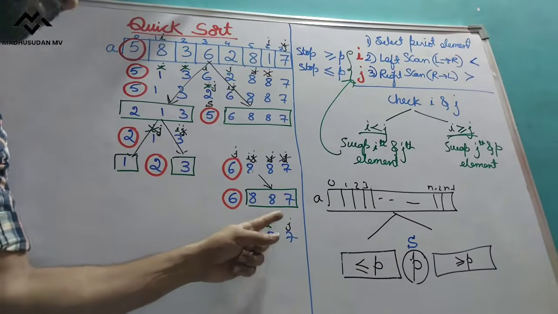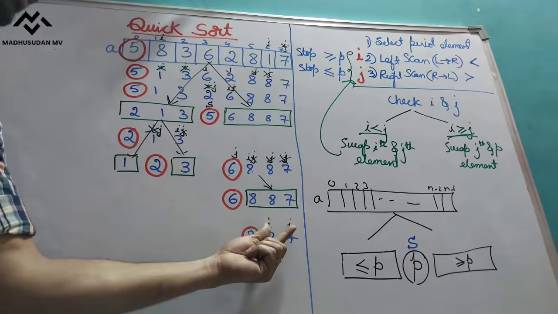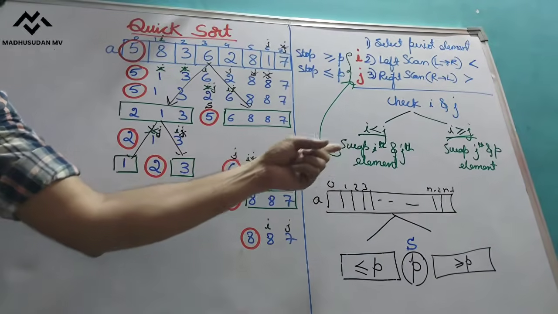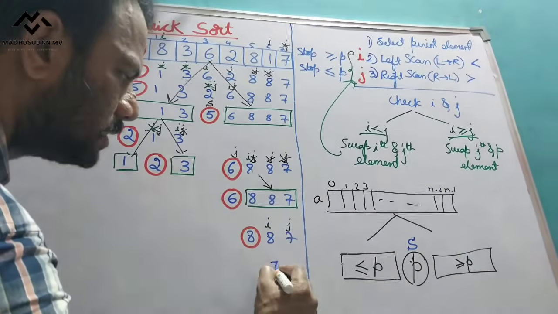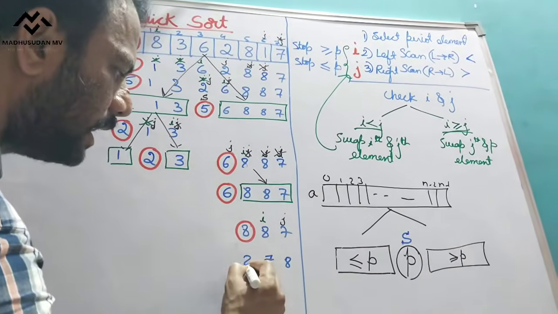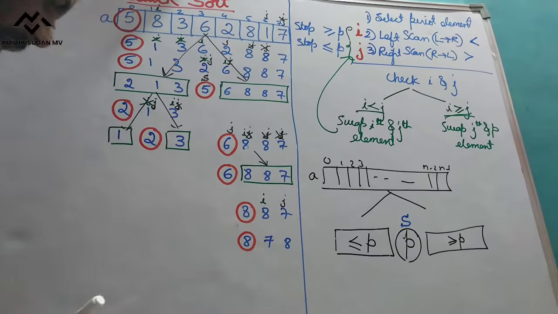See, i is still behind j. The i value is 6, j is 7. So i is less than j. If i is less than j, we need to swap the ith and jth element. The ith and jth elements, this 7 and 8, will swap, and this 8 stays as it is. Okay, so this is our pivot element.